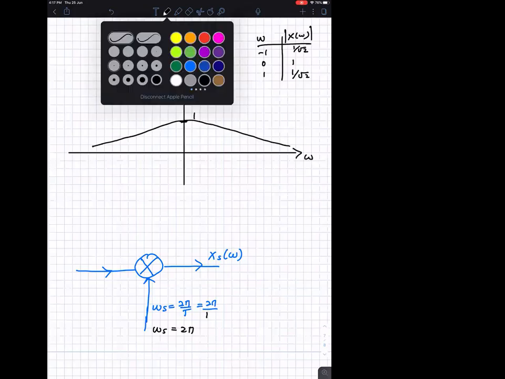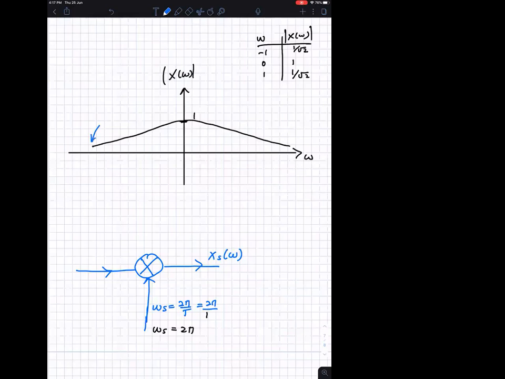So please note that this function is never going to be 0. It's not going to cross; crossing means it's already 0. So there's always going to be an amplitude, even when omega gets very big. Therefore, this signal is not band limited.